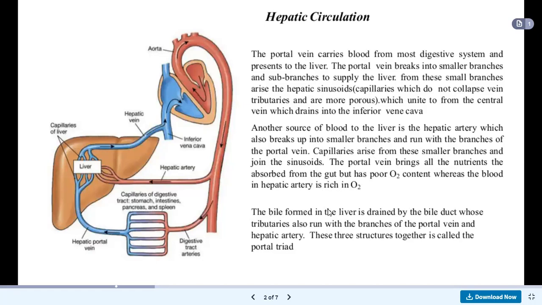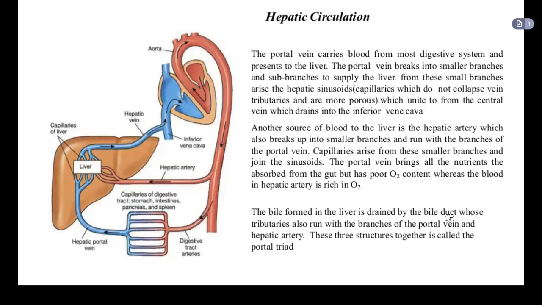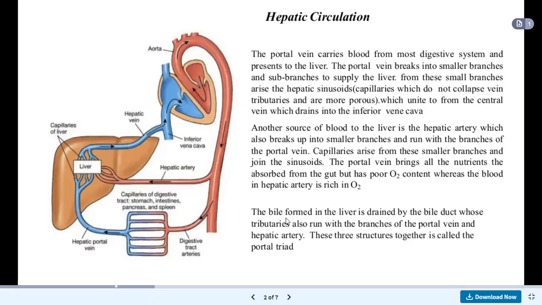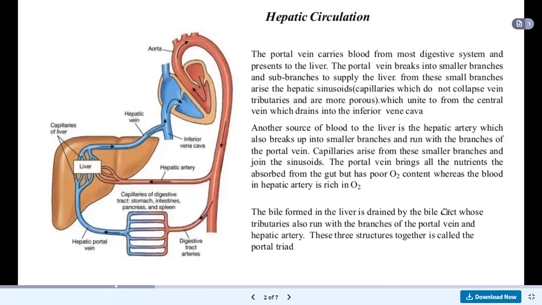The bile formed in the liver is drained by the bile ducts. So we have something that is called bile that is produced in the liver. So that bile formed in the liver is drained by the bile ducts, whose tributaries also run with the branches of the portal vein. So in another slide, you're going to see the bile ducts running alongside the branches of the portal vein and the hepatic artery. So we'll have the hepatic artery, we'll have the portal vein, and what we call the bile duct.